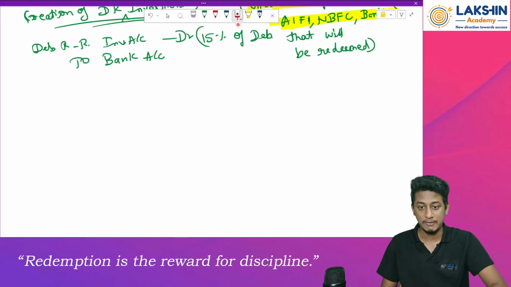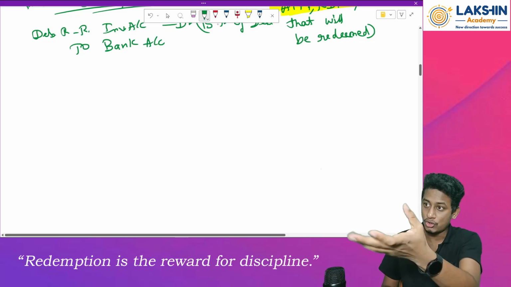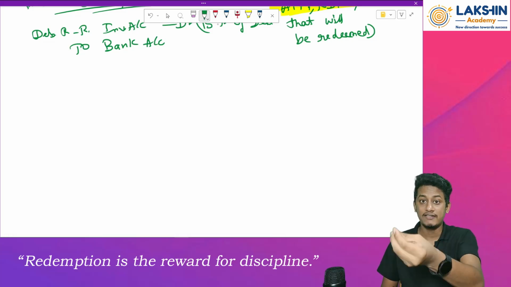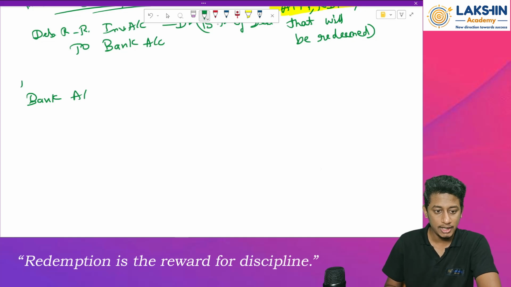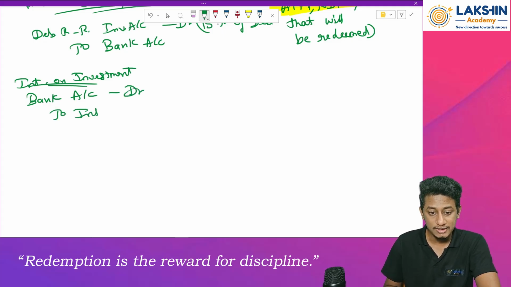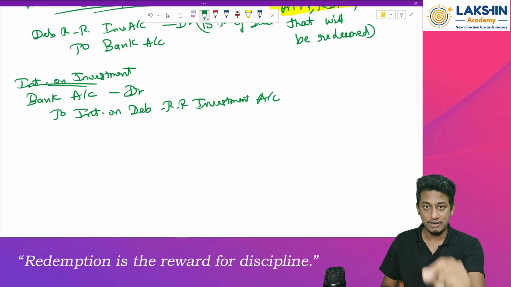Okay. By the way, before selling it off, each year you will receive interest on that because we have made some investments. So on something we have to receive, right? So let's say we are receiving interest. So the entry will be, sorry, bank account debited because I am receiving the money. I will write interest on investment. So bank account will be debited to what? To interest on debenture redemption reserve investment account.